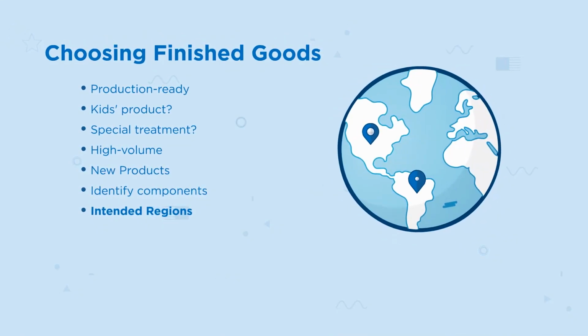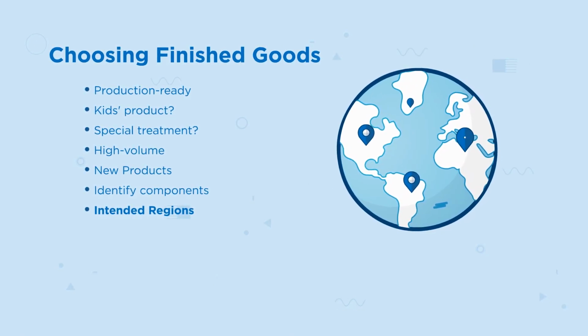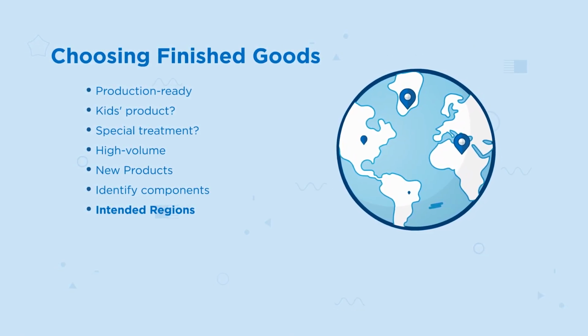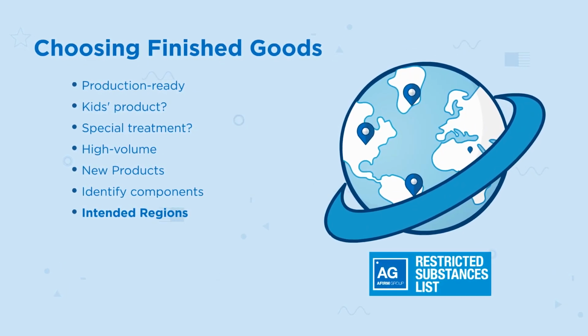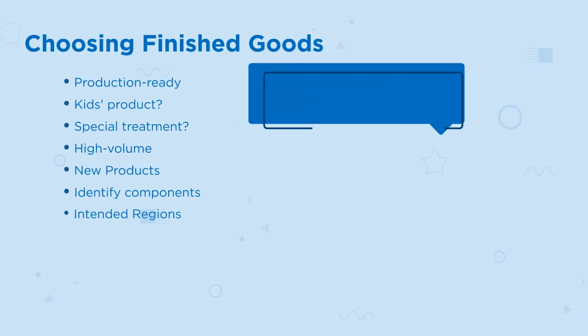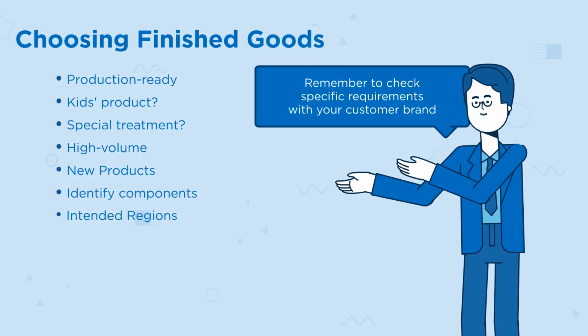If you are not testing according to a specific brand RSL, each region may have specific requirements. It will be helpful to communicate this to the lab. The Affirm RSL is a good resource as it considers worldwide legislation. Please remember to also check with your brand if they have additional or specific requirements.